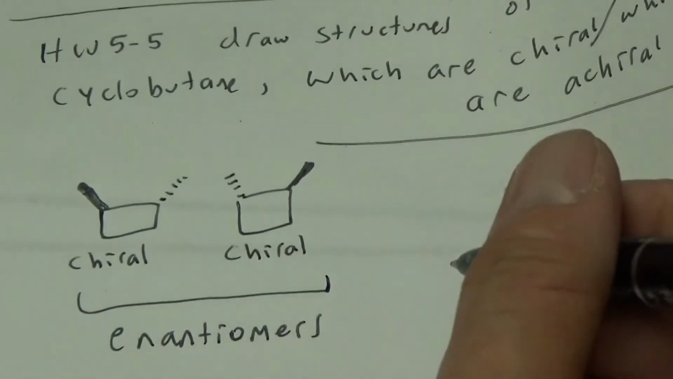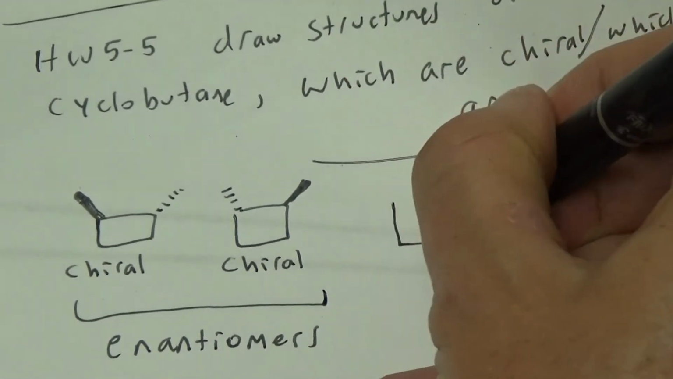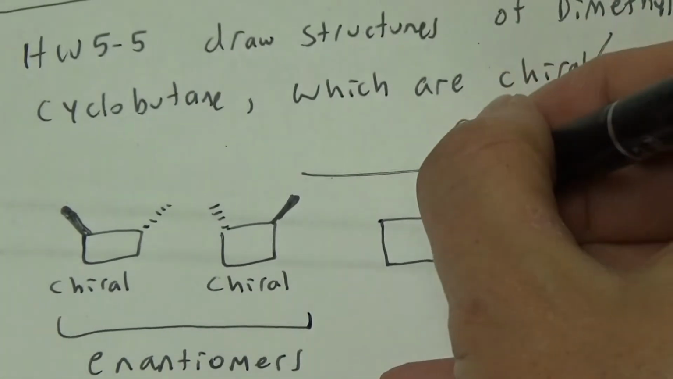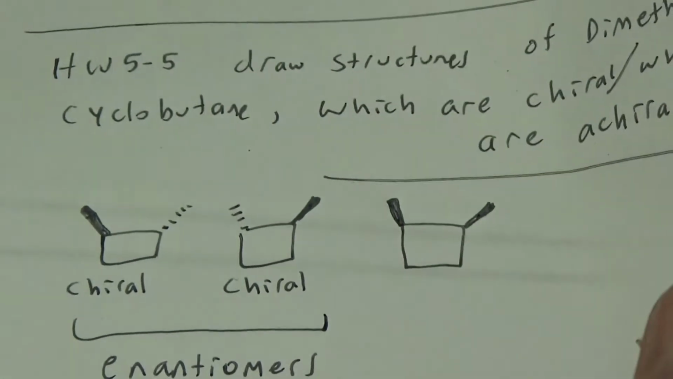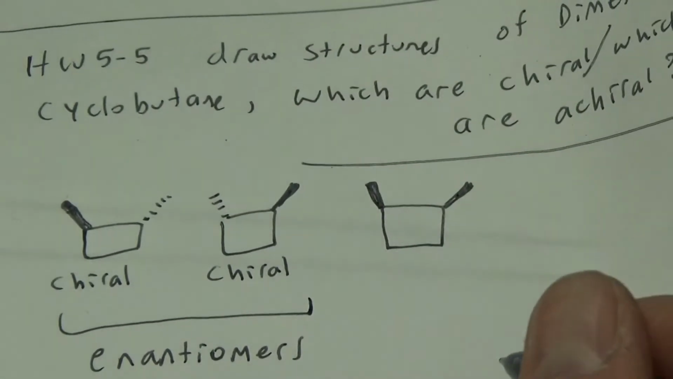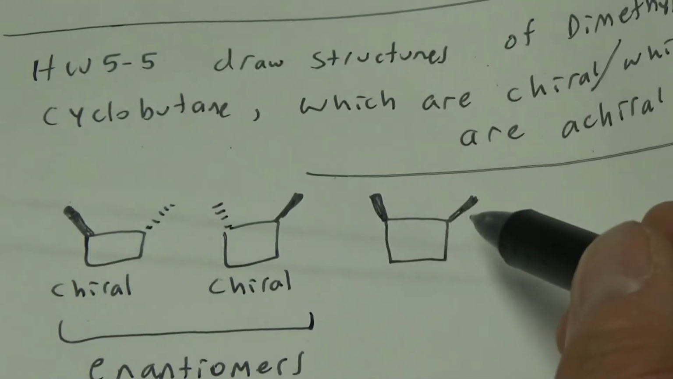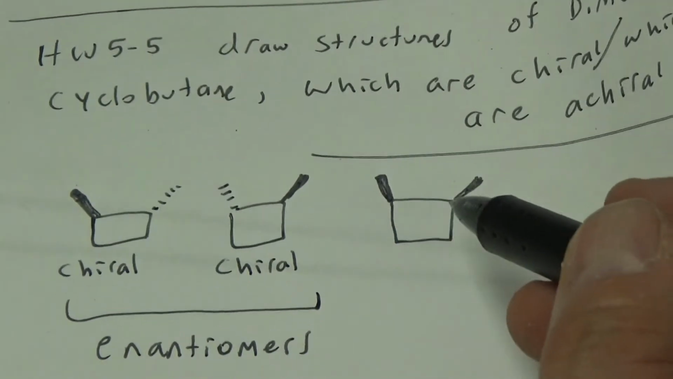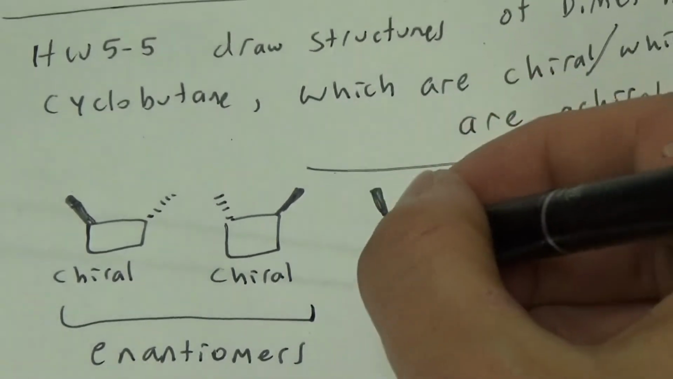Those are called enantiomers, right? Non-superimposable mirror images. Okay, so what about if I have a different one, another stereoisomer? Well, that's weird. Now it looks kind of like the left mirrors the right. And if I put a mirror in the middle, I'd say, well, the left does mirror the right, right? Does that make it chiral or achiral? Makes it achiral.